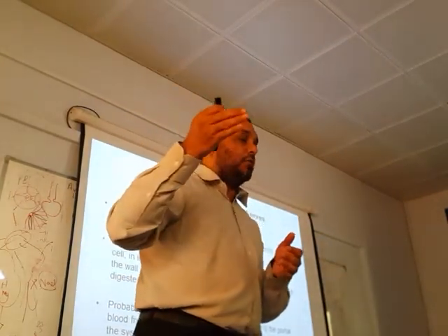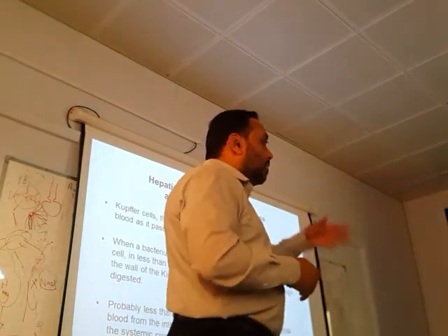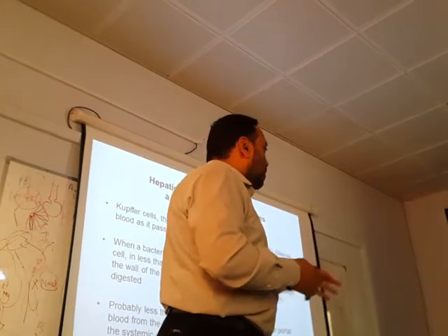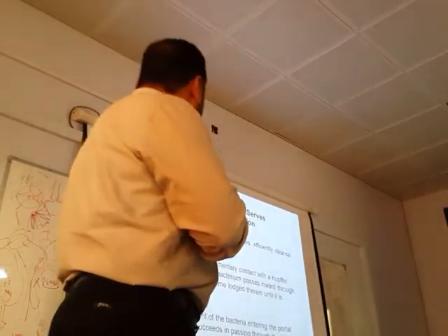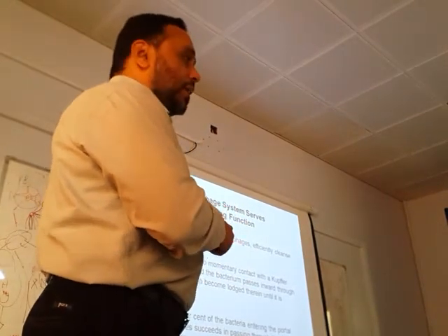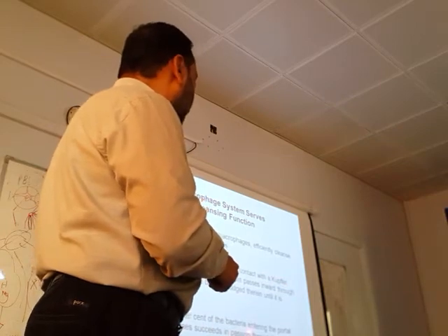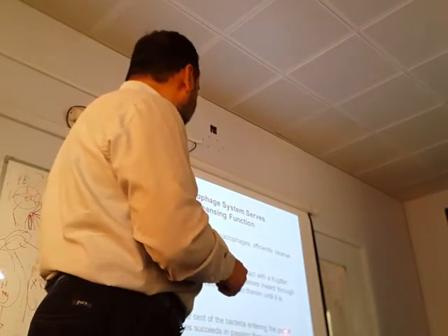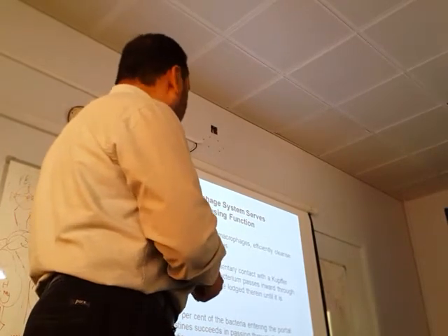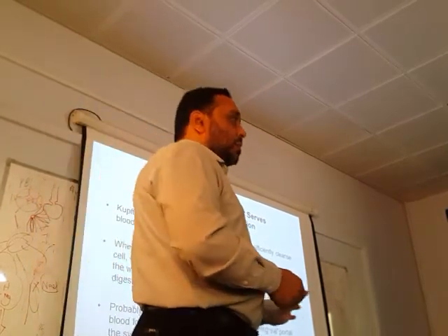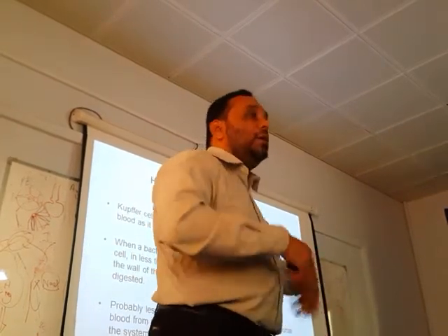Thereby cleansing the blood of any further microorganisms, and hence the blood that is going out of the liver is usually bacteria free. So the Kupffer cells act like phagocytic macrophages. Probably less than 1% of the bacteria entering the portal blood from the intestine succeed in passing through the liver into the systemic circulation. Here also the word probably is there, maybe.